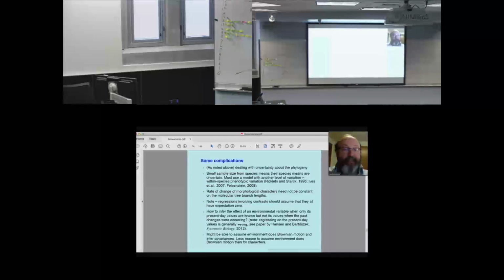Yeah, and that's the point I'm making at the bottom here: can you assume that the environmental variables are doing the same kind of thing as your phenotypes? Okay.